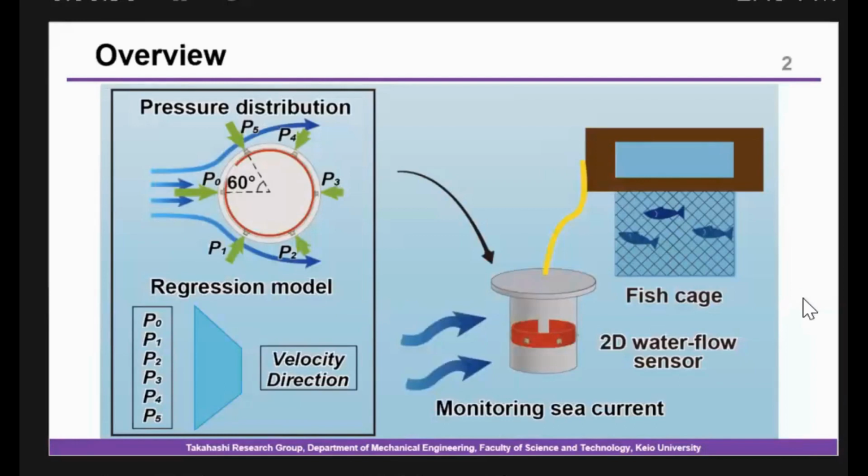The proposed sensor consists of 6 absolute pressure sensors and uses a multiple polynomial regression model. Sensor elements are placed every 60 degrees to measure the pressure distribution. The measured pressure distribution is converted to water flow velocity and direction using a regression model.